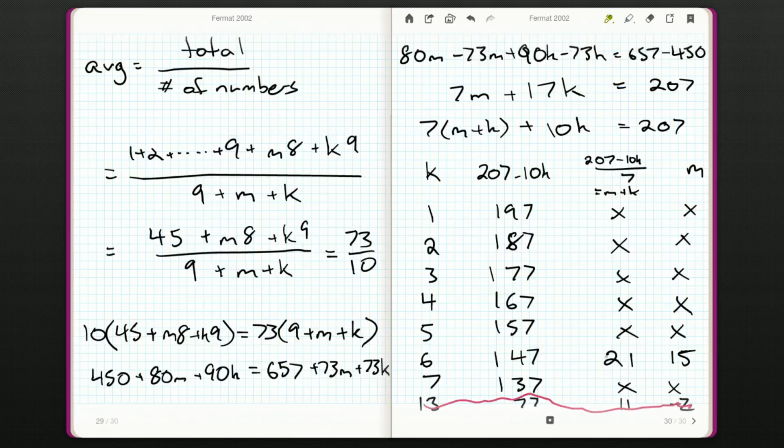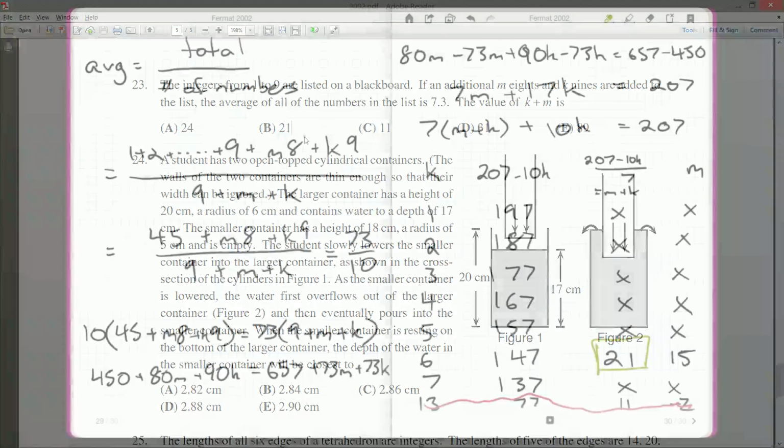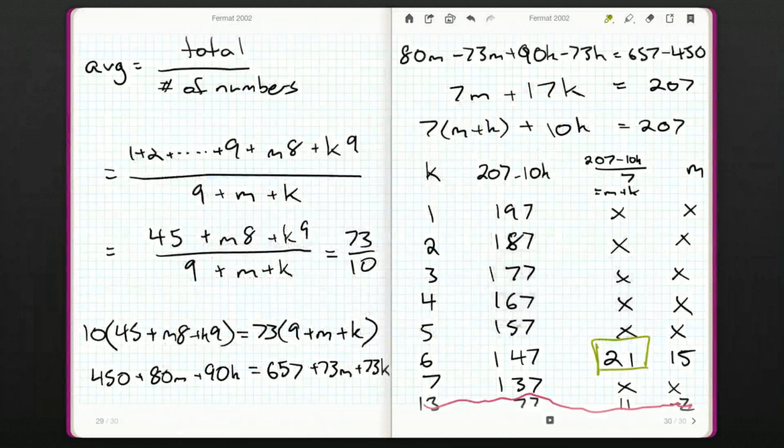So our final answer is going to be 21, because we're asked not what m is or what k is, but what m plus k is. And there it is, B, 21. Even though we can't actually say how many 8s and 9s were added. So what did I say, B? There it is.